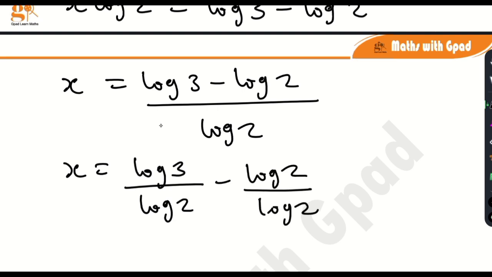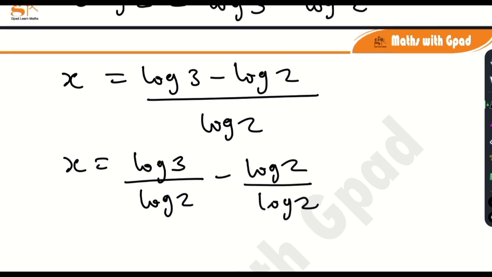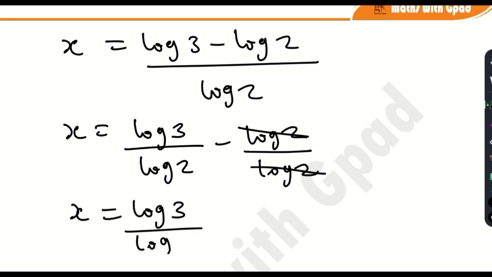Now, actually, you can skip this and just move straight to this, because when I say divide both sides by log 2, you can actually say divide every single term by log 2, and you won't have to write this one at all, but it's still fine. Obviously, look at log 2 and log 2, it cancels out. Then you have x is equal to log 3 over log 2 minus 1.